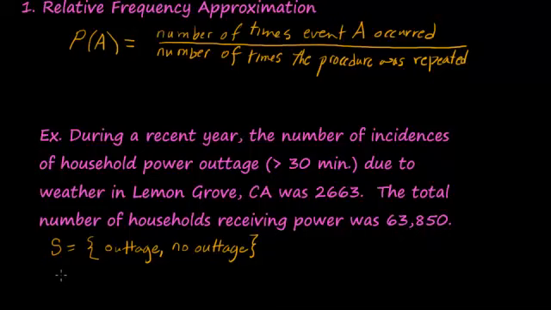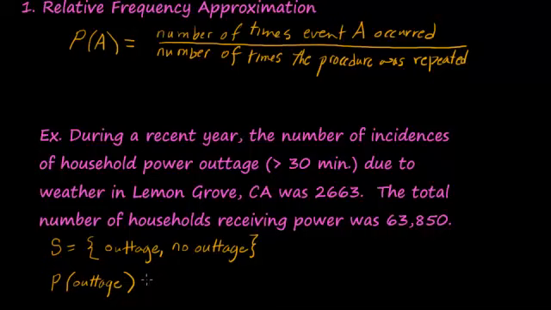So now the probability, and you would see here that obviously these are not equally likely outcomes. In fact, we don't really know what the probability of outage is versus the probability of no outage. We don't know, but our calculations will help us find that out. So the probability that there is an outage, and of course we're just looking at the ones that were greater than 30 minutes, but I won't put all that here.